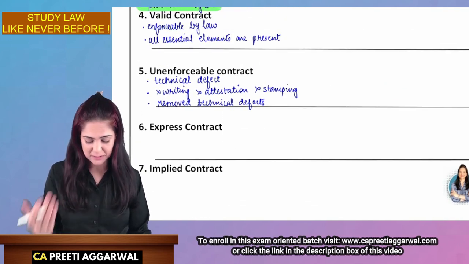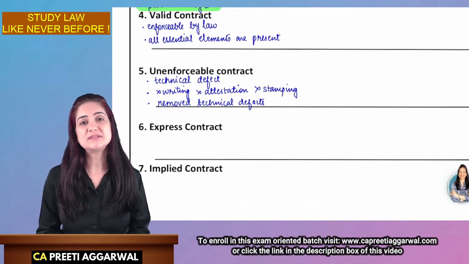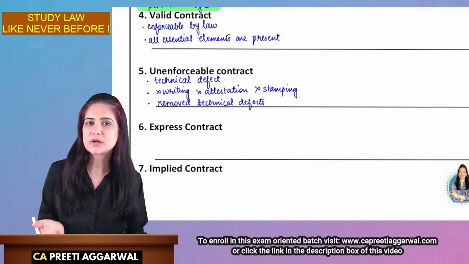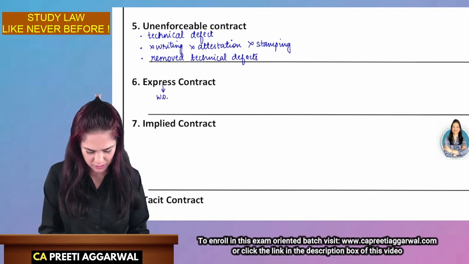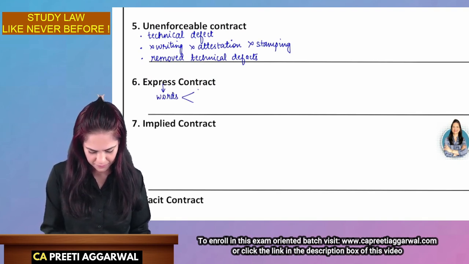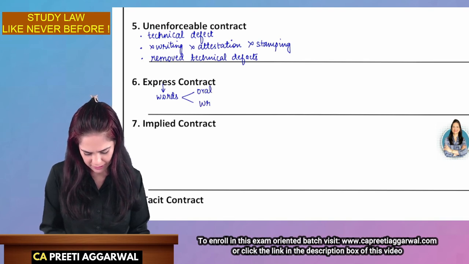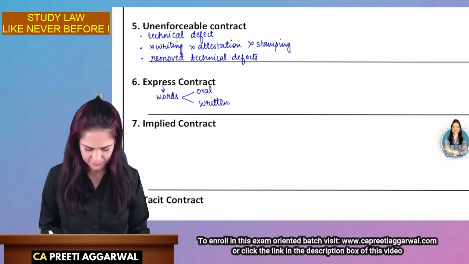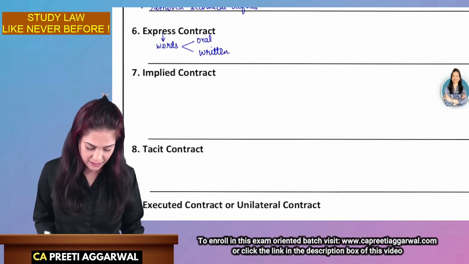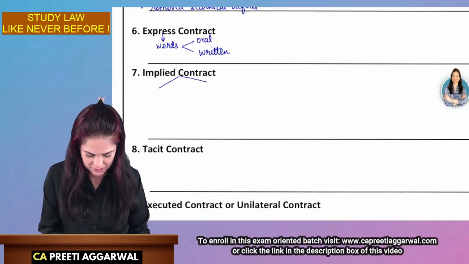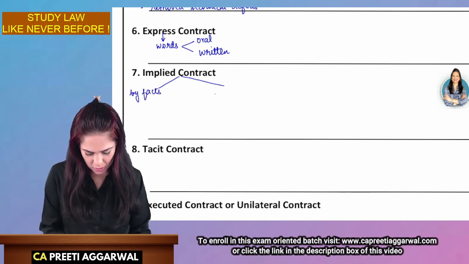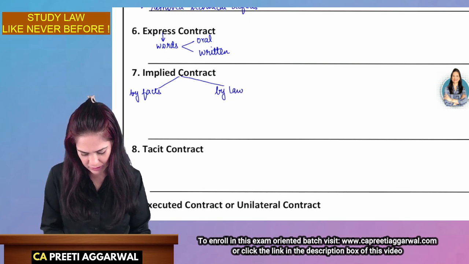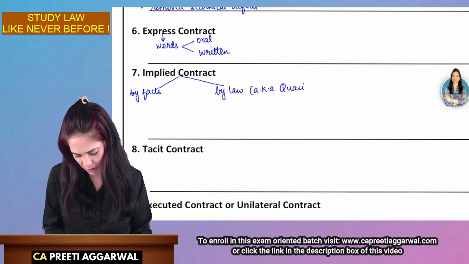What is express contract? Express means it is expressed in words, oral or written. Implied may be of two types. Implied by facts or implied by law. This is also known as quasi-contract.